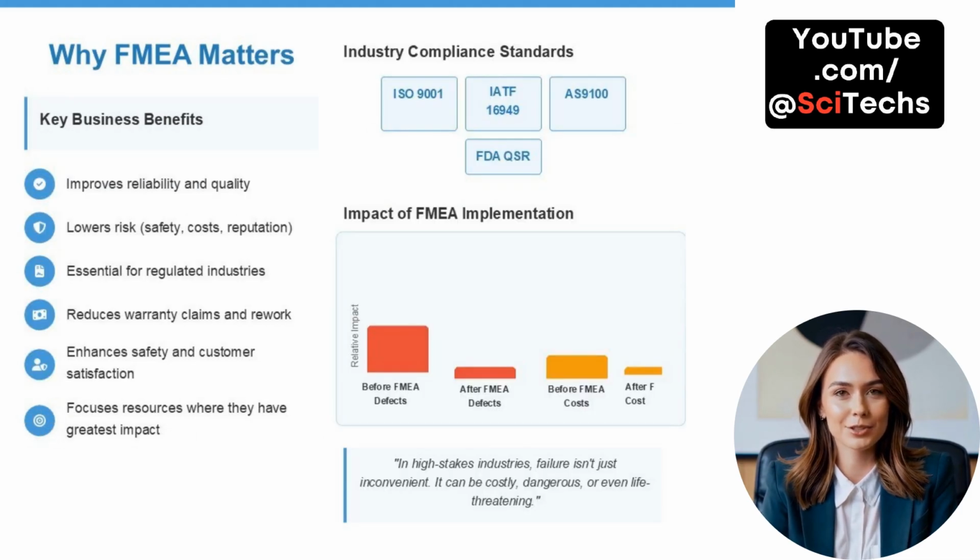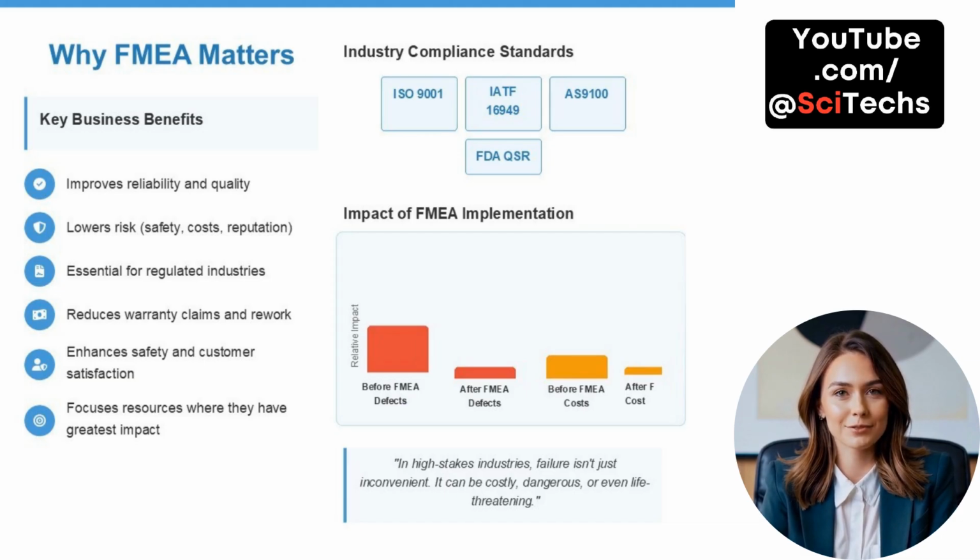Why FMEA matters. FMEA is critical because it directly improves reliability and quality. When failures are prevented early, products and processes become more dependable. This lowers risks tied to safety, cost overruns, and damage to brand reputation. In regulated industries, such as aerospace, automotive, and healthcare, FMEA is often a compliance requirement. Standards like ISO 9001, IATF 16949, AS 9100, and the FDA's Quality System Regulation specifically call for proactive risk assessments.